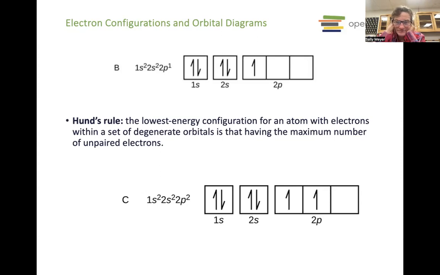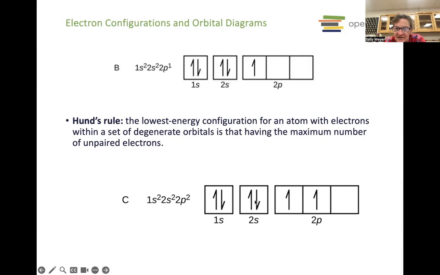Here's another one for boron. And then we get to one more rule. We had the Pauli exclusion principle, which says no two electrons in the same atom can have the same four quantum numbers. Hund's rule says that the lowest energy configuration for an atom with electrons within a set of degenerate orbitals is the one with the maximum number of unpaired electrons. So if you need to put two electrons for carbon into the 2p subshell, one is going to go into each individual orbital first before you start pairing them. That means we'll have two unpaired electrons.